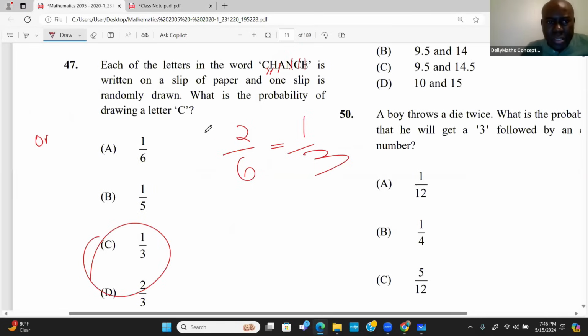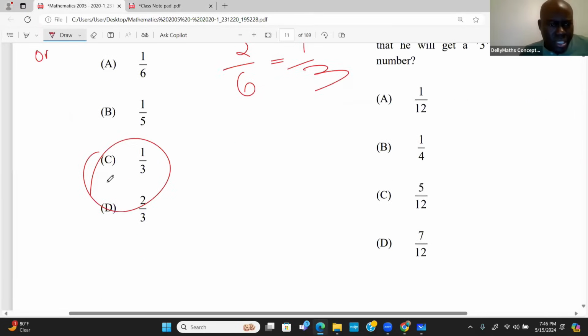All right, but this is a very straightforward one. They're not asking you any double thing. This is just 1/3.